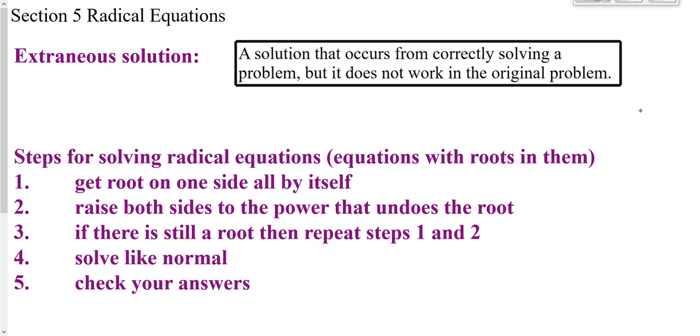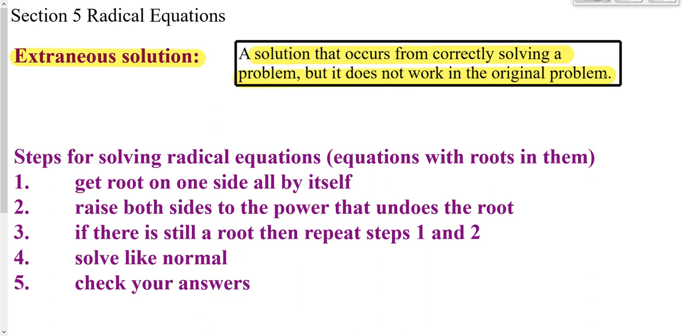Well, today we're going to look at solving radical equations. Now, when you do all the correct work in solving a radical equation, sometimes you get an answer called an extraneous solution, which is a solution that occurs when you correctly solve a problem, but doesn't work in the original problem when you plug it in. So, that's something that will often happen, not always, but often when you're dealing with solving radical equations.